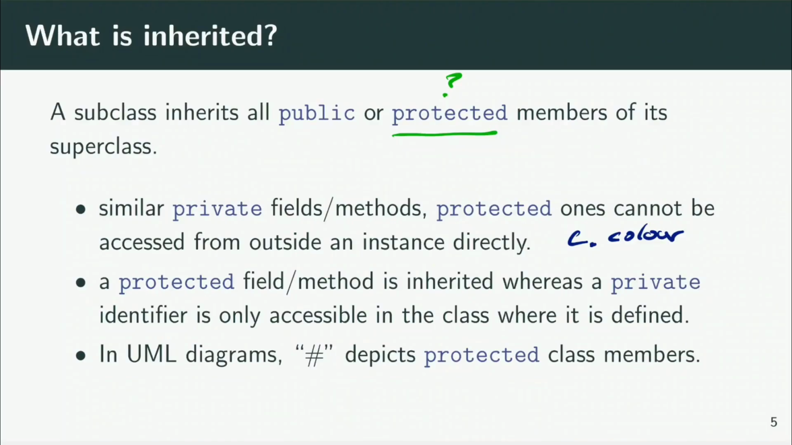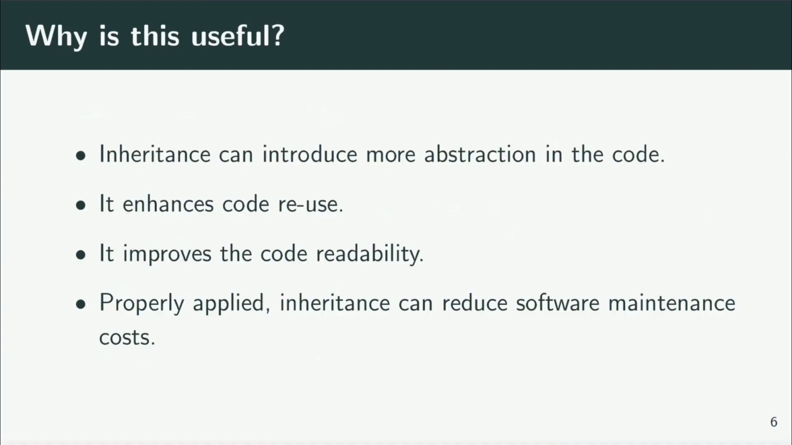A quick word on UML diagrams. We would use the hash symbol to indicate a protected field or method, where we used plus to indicate public members. Finally, why is this useful to me as a programmer?